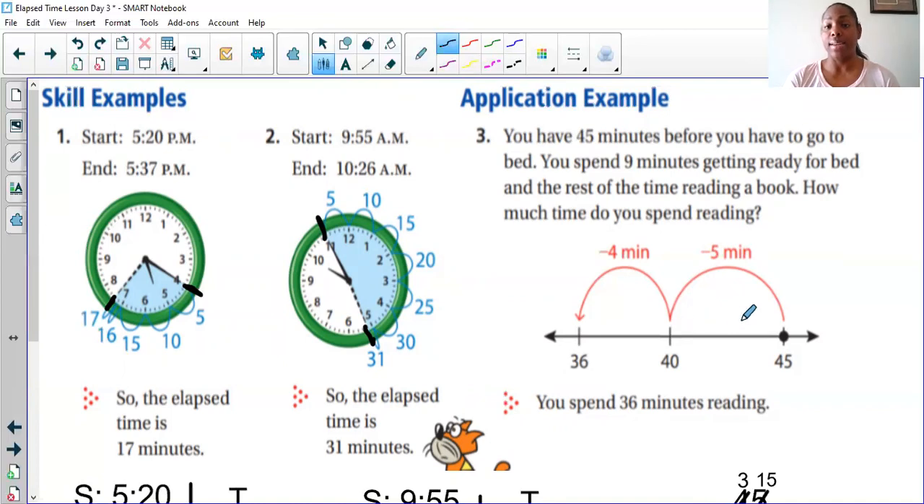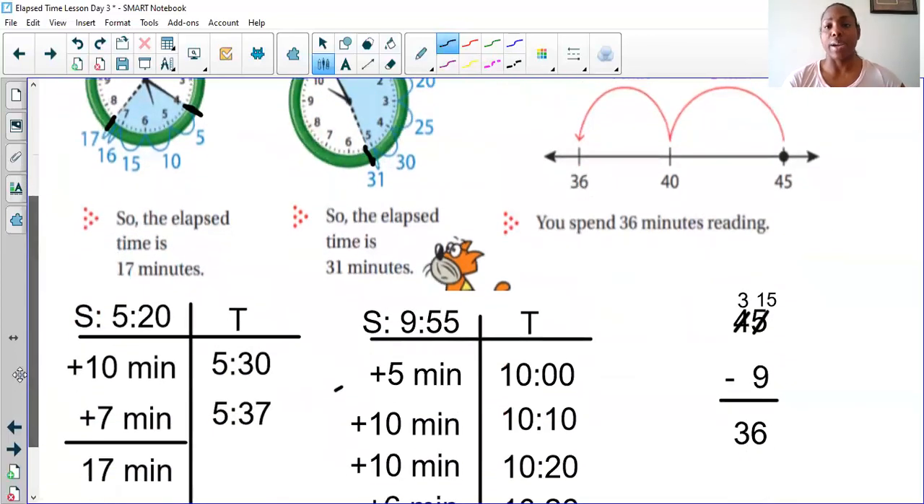So what they did, they went ahead, I'm going to do a 5-minute increment. So they went back 5 minutes, and when they went back 5 minutes, they jumped to 40 minutes. But then remember, we still have 9 minutes total that we have to fill. So they decided to go back another 4 minutes, and they were able to land at 36 minutes. So they spent 36 minutes reading their book before they went to bed. And I did another example by knowing it's just simple subtraction. If I can, I will try.